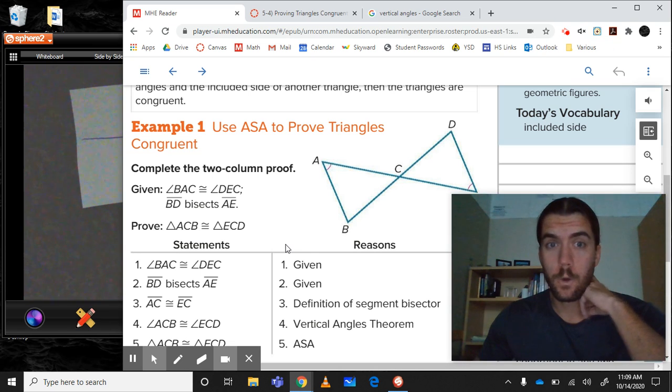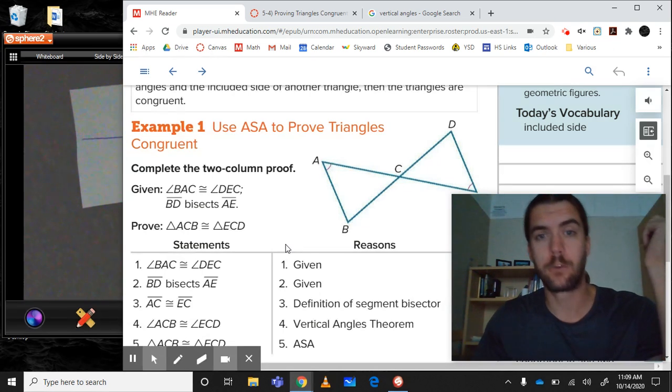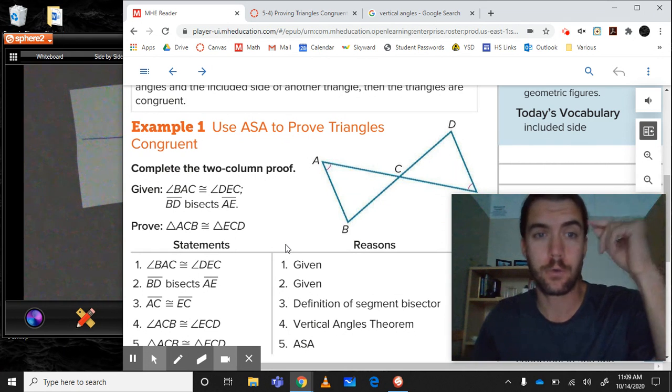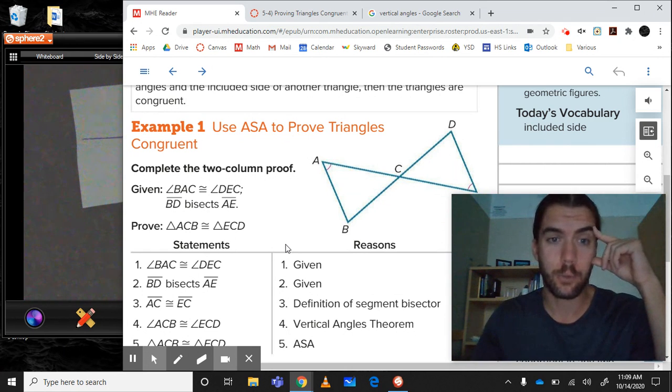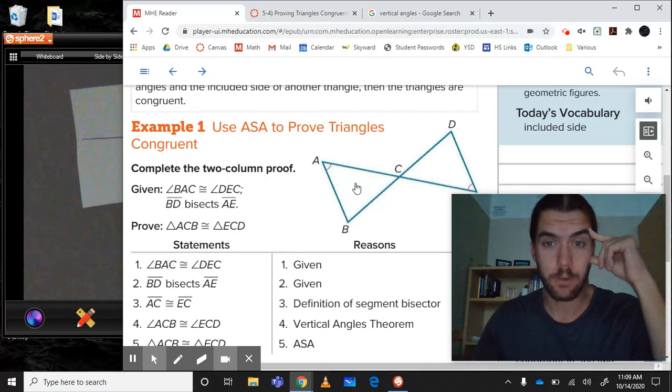Okay, here on example 1, we're going to use angle side angle to prove that some triangles are congruent. We're going to complete a 2-column proof. We've got some given statements about our image.